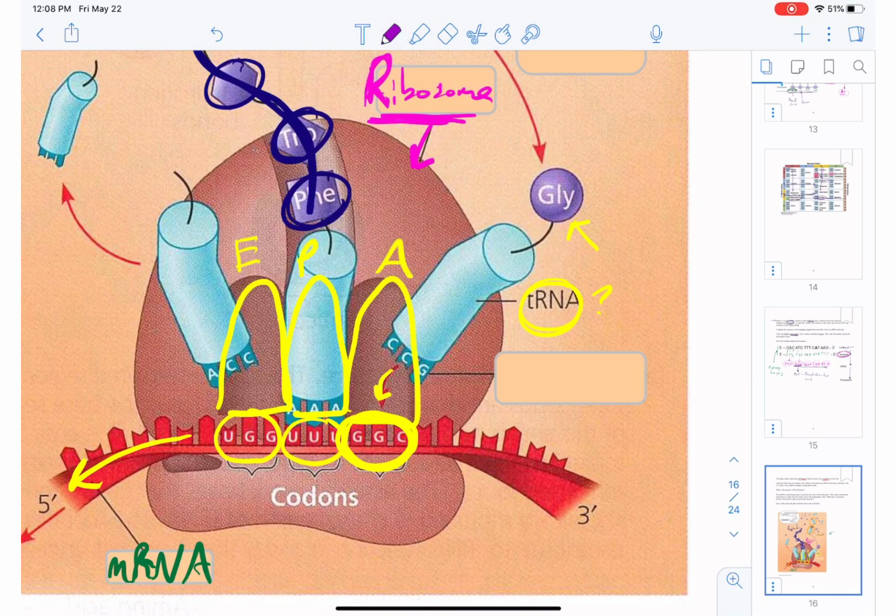Well, tRNA molecules, on one end they have an amino acid attached to it. On another end, they have what's called an anticodon. And the specific tRNA that binds to the specific mRNA codon is going to have an anticodon that's complementary to the codon.